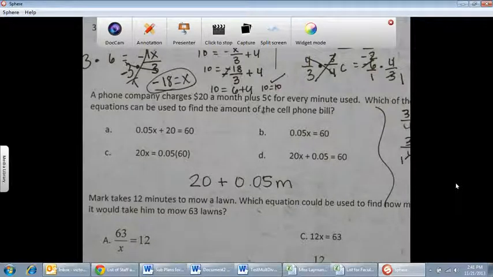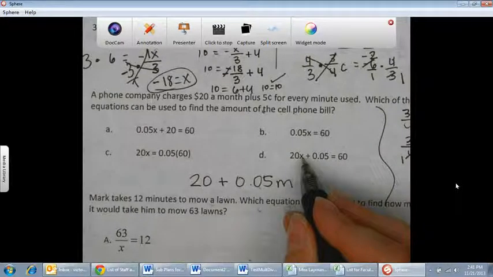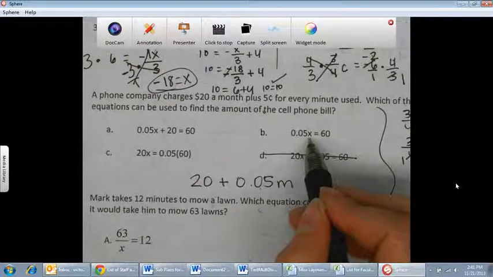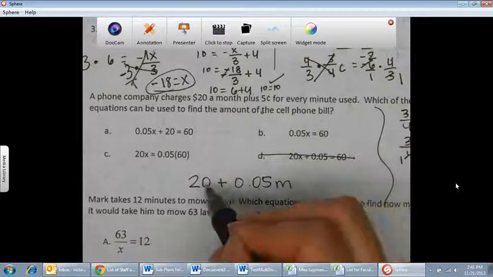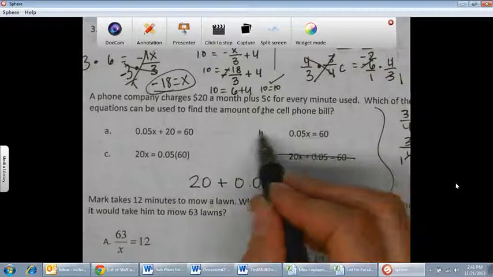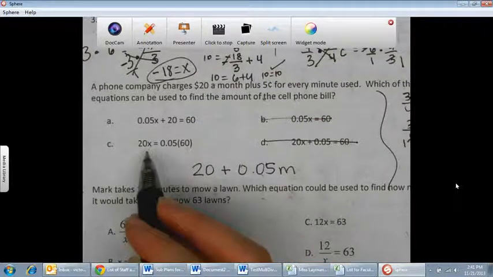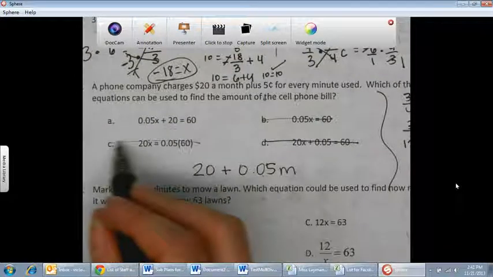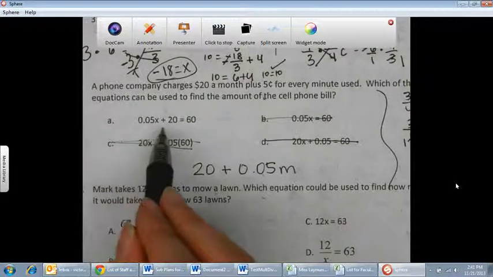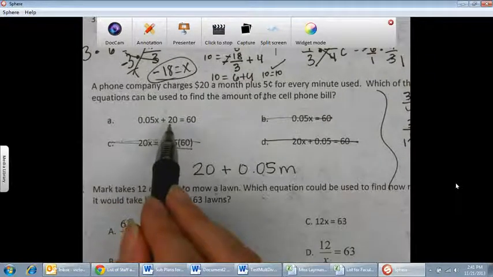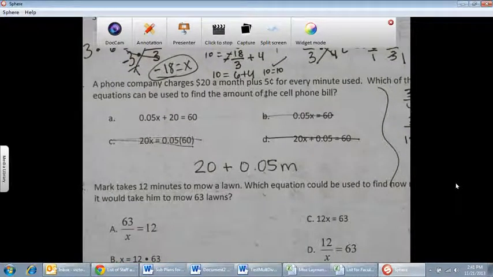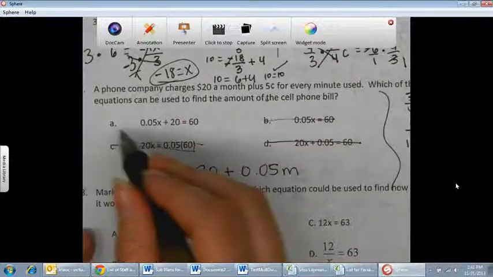It wouldn't be this one because we're not multiplying 20. This one would work, except we don't have the 20 flat fee per month in there. This one, we're not multiplying by 2 things on each side. But this one works because it's 5 cents per minute plus the $20 for the flat fee means their bill was $60 for the whole month. So A would work.